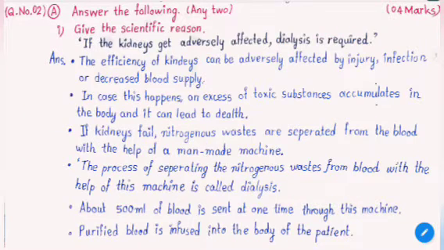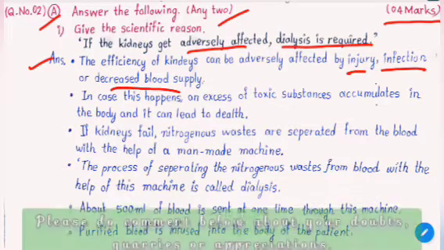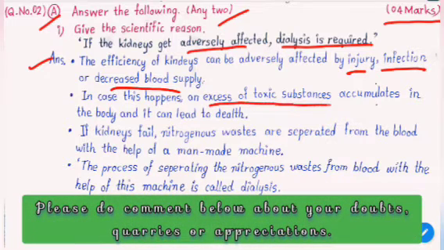Now we have to see question number 2 A. Answer the following. You have to write any two. This question is for 4 marks. The first question is give the scientific reason: if the kidney gets adversely affected, dialysis is required. Now we have to write the answer. The efficiency of kidneys can be adversely affected by injury, infection or decreased blood supply. In case this happens, an excess of toxic substances accumulates in the body and it can lead to death.